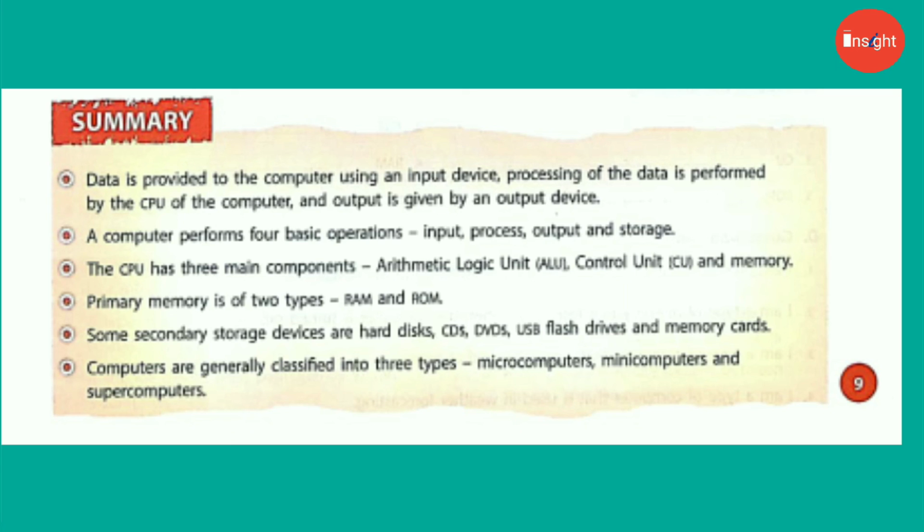A computer performs 4 basic operations. These are input, process, output, and storage. The CPU has 3 main components: arithmetic logic unit, control unit, and memory unit. Primary memory is of 2 types, RAM and ROM. Some secondary storage devices are hard disk, CDs, DVDs, USB flash drives, and memory cards. Computers are generally classified into 3 types: microcomputers, mini computers, and supercomputers.